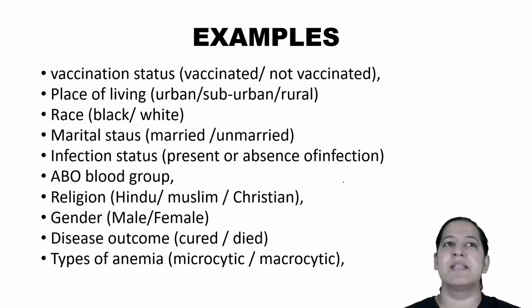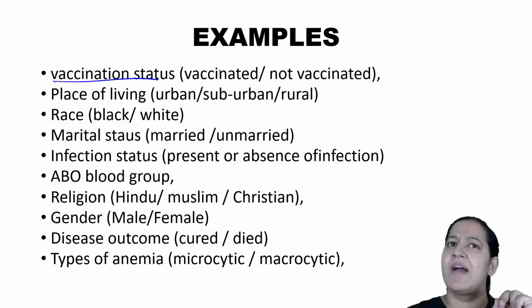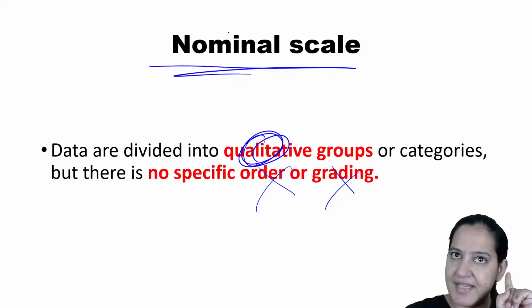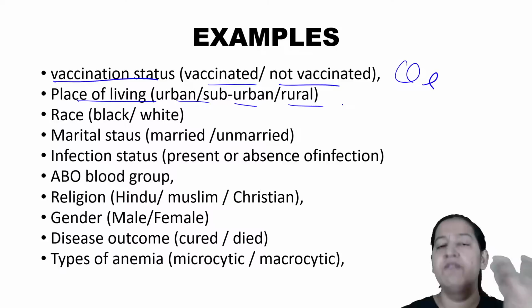Let me give you an example. So whether the child is vaccinated or not. So you have only two options, vaccinated or non-vaccinated. So it is a qualitative data. We will measure it on a nominal scale. So names are there. What is the place of living? Urban, suburban, or rural? Where do you live? You live in urban area or rural area or suburban area.